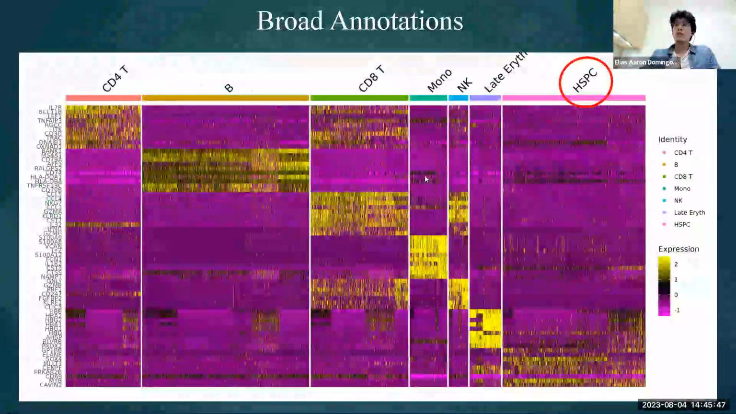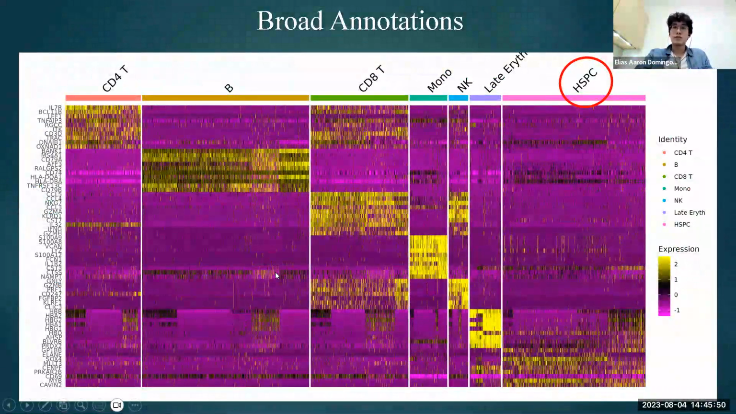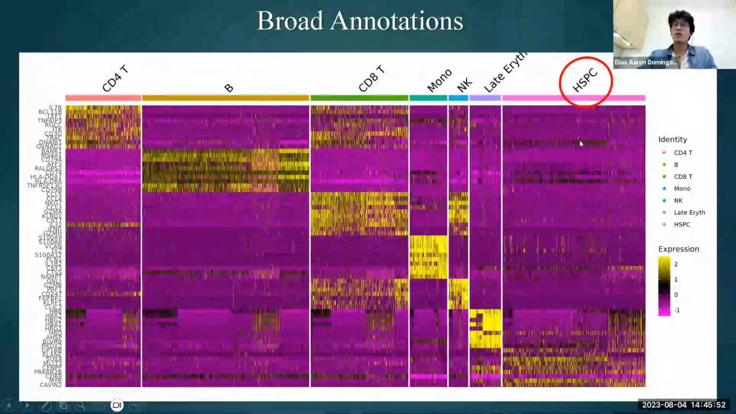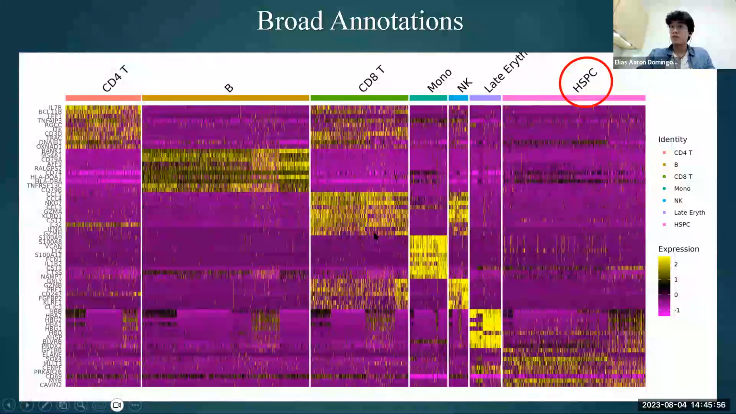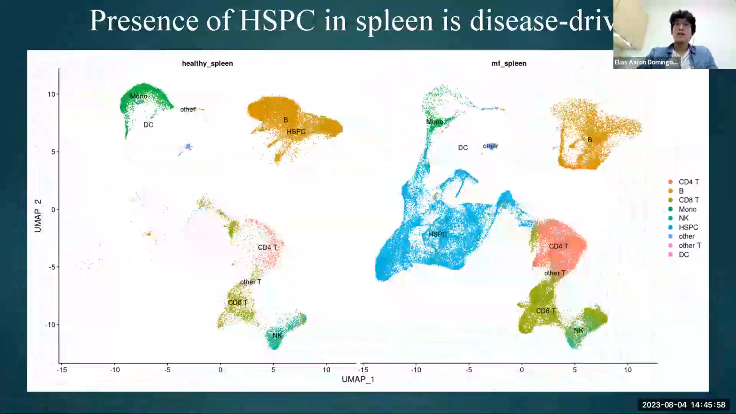Here are some very broad annotations that I made for all the different cell types. Here we can see that our HSPCs seem to have very sparse reads. So let's go on and see why. This is because, as we expected, we are only going to see HSPCs in myelofibrosis patients. On a healthy individual, you will not see any of these HSPCs that come from the bone marrow.